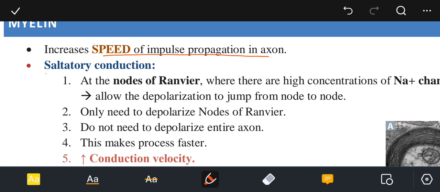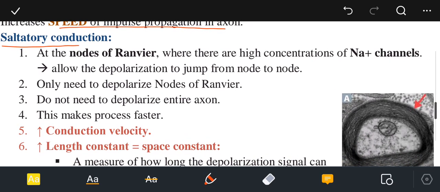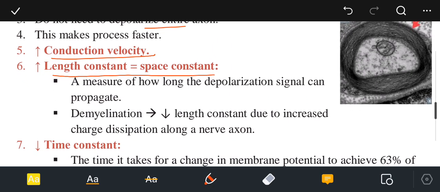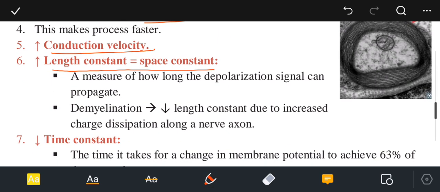There is the concept of saltatory conduction. At the nodes of Ranvier, where there is a high concentration of sodium channels, they allow the depolarization to jump from node to node. We only need to depolarize the node of Ranvier, not the entire axon. This makes the process faster. That increases the conduction velocity, and if the conduction velocity is increased, there is an increase in the length constant or the space constant. It seems somewhat paradoxical, but it is very logical if we consider it.